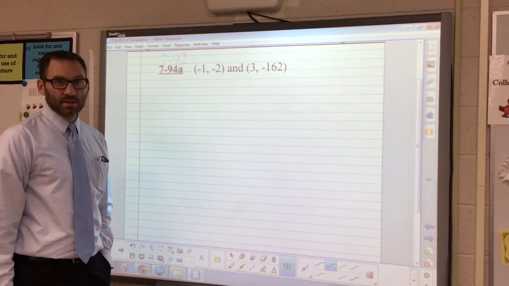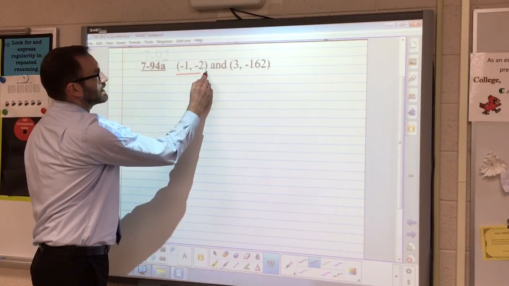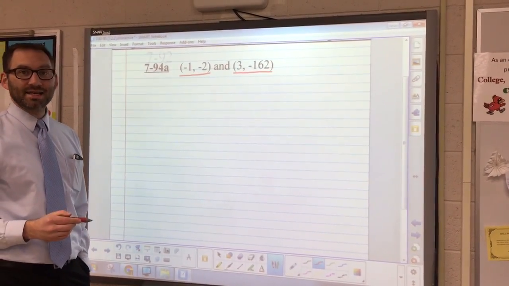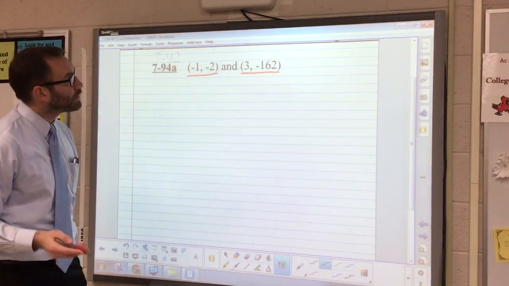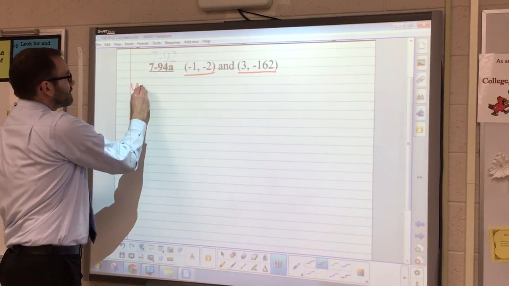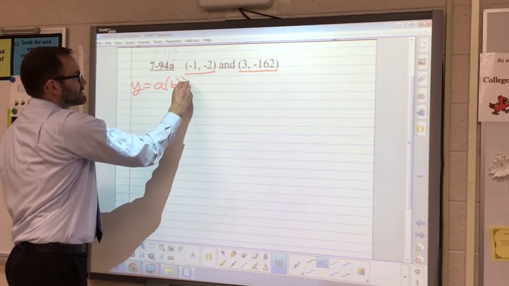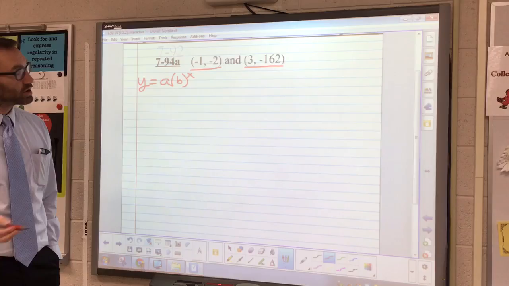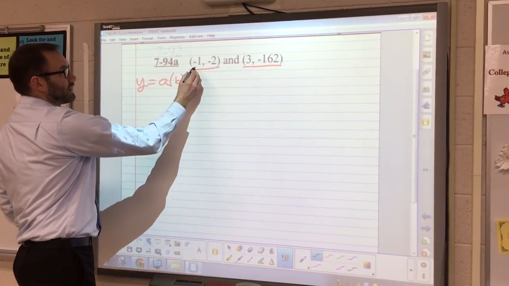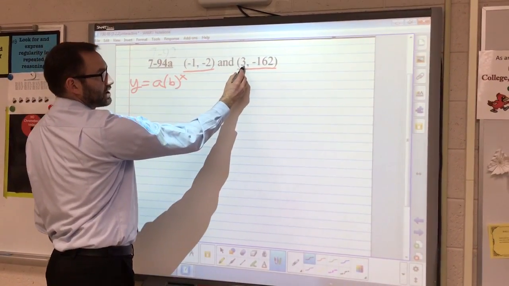We are going to determine the equation of an exponential function passing through 2 points, (-1, -2) and (3, -162), by using a system of equations. The system of equations has to be in the form y equals a times b to the x, because we're looking for exponential functions.